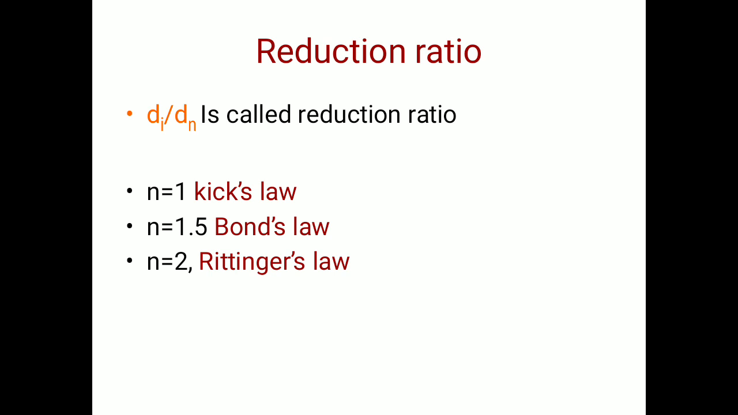Now, what is this reduction ratio? Reduction ratio is the ratio of diameter at the initial and final stage. So Di by Dn is called the reduction ratio. Different theories have been put forward for energy calculation. One is Kick's law, second Bond's law, third one is Rittinger's law. The value of n is equal to 1 in the case of Kick's law. Its value is equal to 1.5 in the case of Bond's law, and its value is 2 in the case of Rittinger's law.